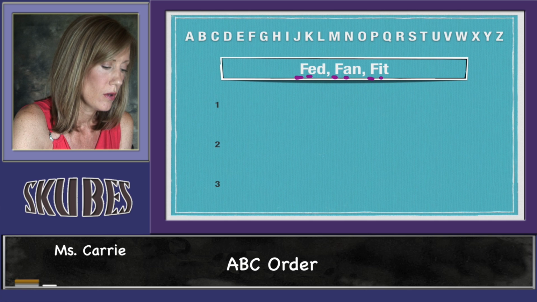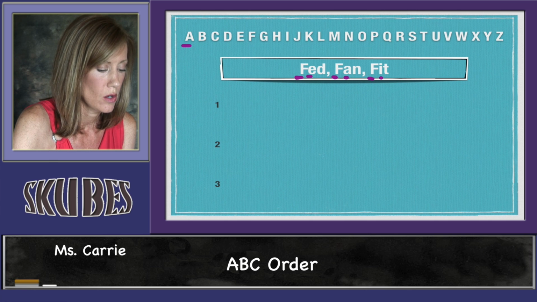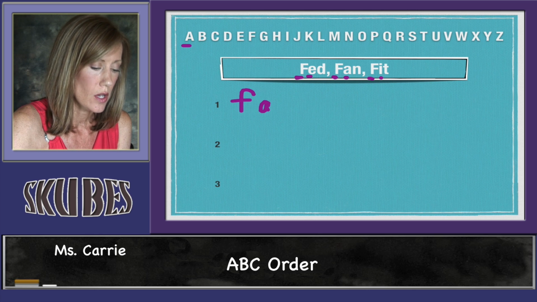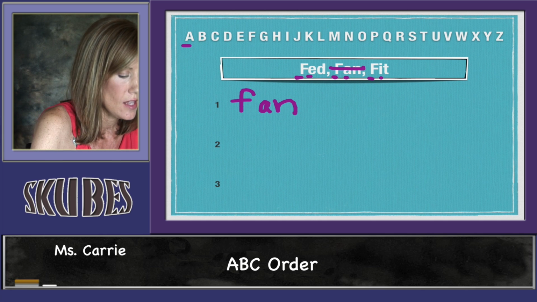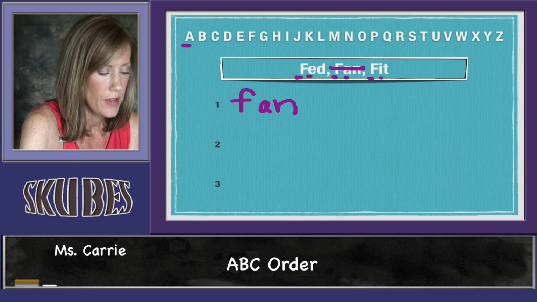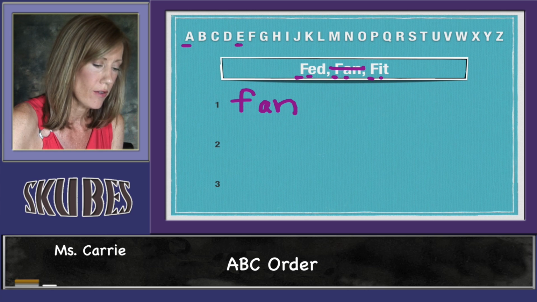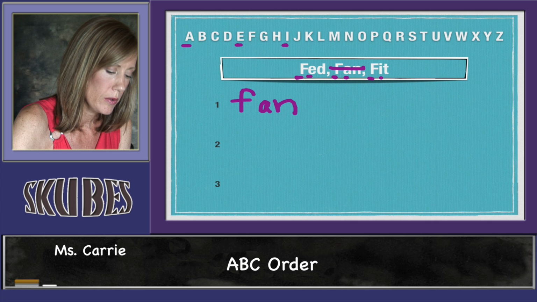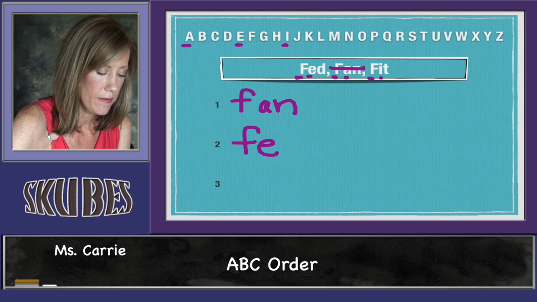So we know that A would be at the beginning, so fan would come first because the second letter is an A. Let's cross off fan. We have fed and fit. So fed's second letter is an E, and fit's second letter is an I. Well, E comes before I in the alphabet, so we would have fed. Then our last word would be fit.